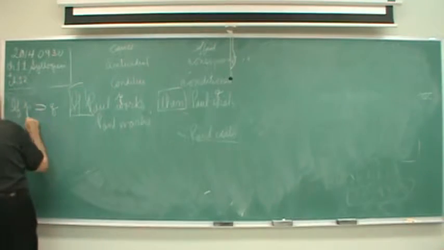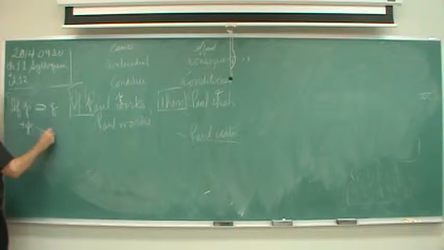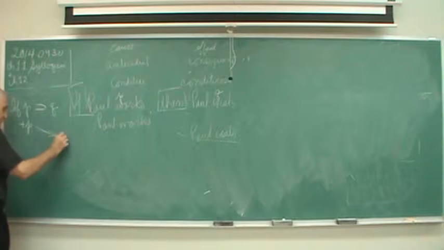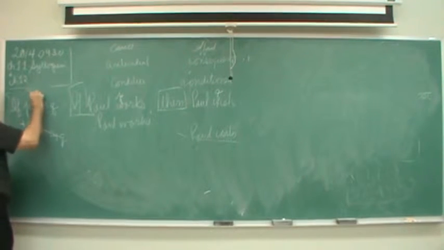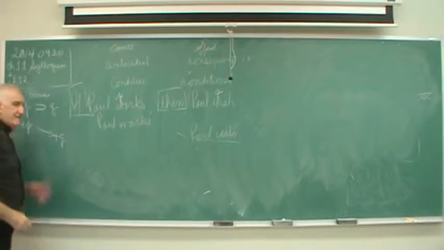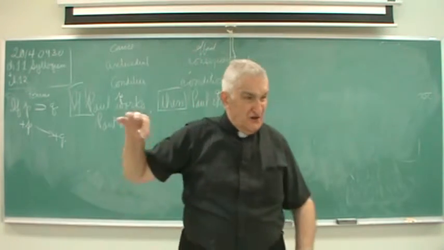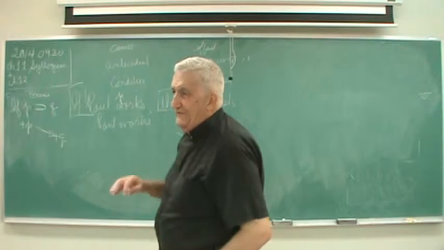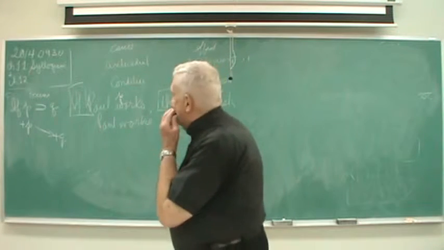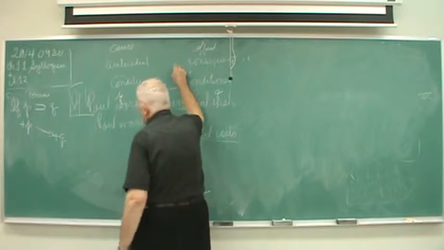But P, then if I affirm P, I affirm Q. I affirm Q. We call that ponens. When I affirm the antecedent, I affirm the consequent. When I affirm the cause, I affirm the effect.